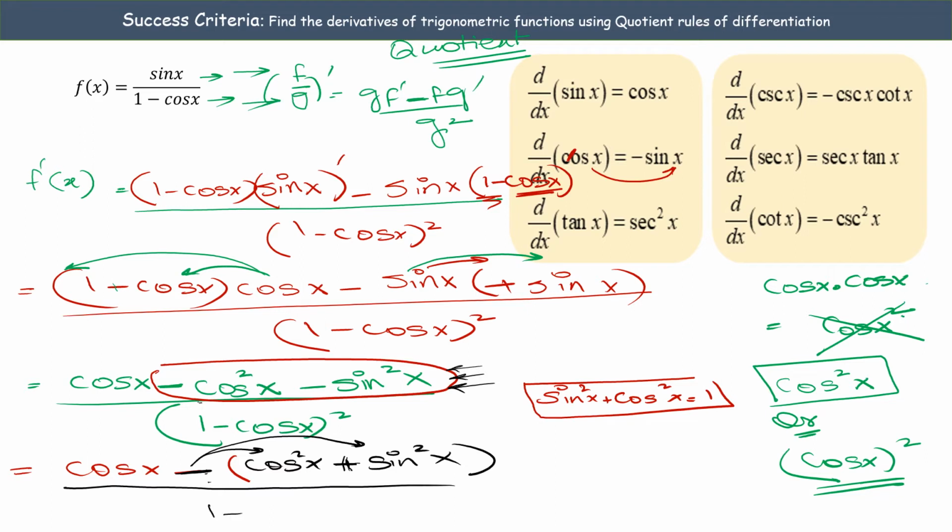Now 1 minus cos x whole square. Okay, now sine square x plus cosine square x, we just said that it is equal to 1 over 1 minus cos x whole square.